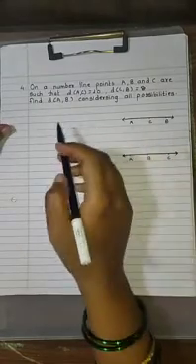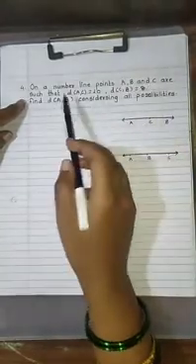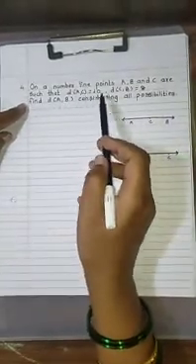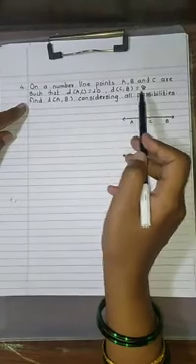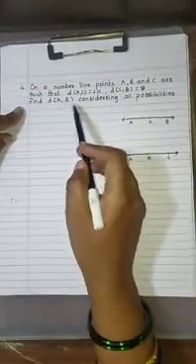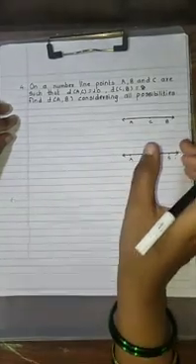Now question number 4. On a number line, points A, B and C are such that distance AC is 10, distance CB is 8. Find distance AB considering all possibilities. Now what they have given? They have given that A, B, C are the points on a line. Distance AC is 10. Distance CB is 8. And they have told you to find distance AB considering all possibilities.